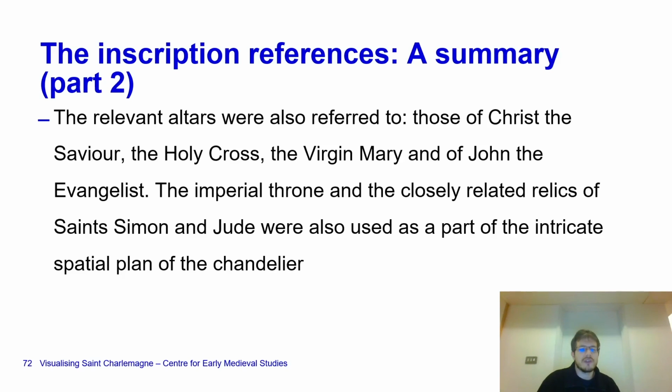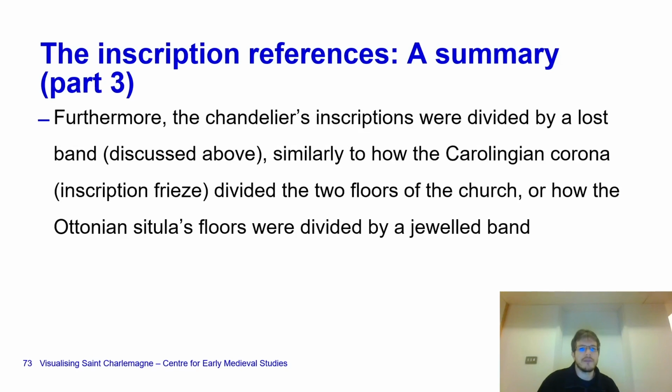The imperial throne and the closely related relics of Saint Simon and Jude were also used as a part of the intricate spatial plan of the chandelier. Furthermore, the chandelier's inscriptions were divided by a lost band, discussed above, similarly to how the Carolingian corona's inscription frieze divided the two floors of the church, or how the Eton situla's floors were divided by a jeweled band. So this is an object roughly this size, which also shows two floors, and once again it's octagonal, and is in Aachen and used only in Aachen. Its exact purpose and occasion of donation are unknown.